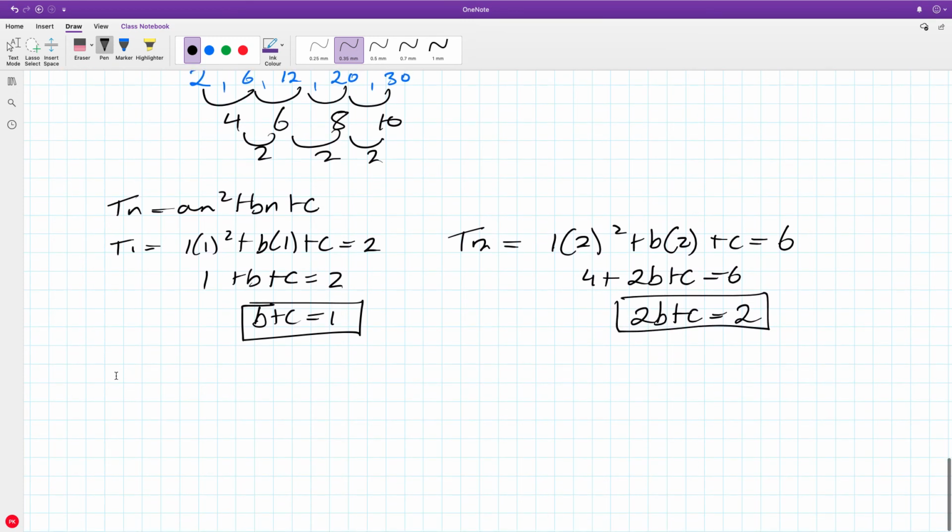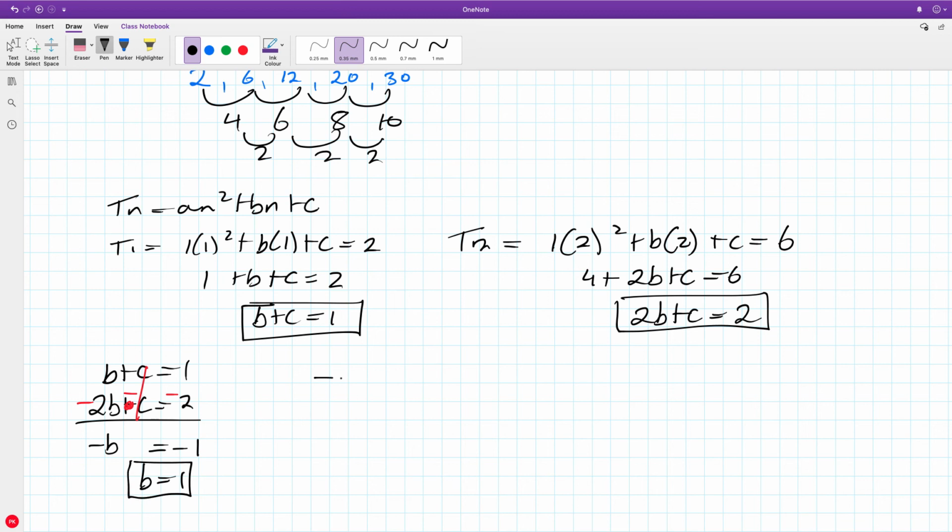And then it's just a simultaneous, guys. b plus c is 1. 2b plus c is equal to 2. Change the sign of our bottom line. Minus, minus, minus. They cancel. Minus b is equal to minus 1. b is equal to 1.